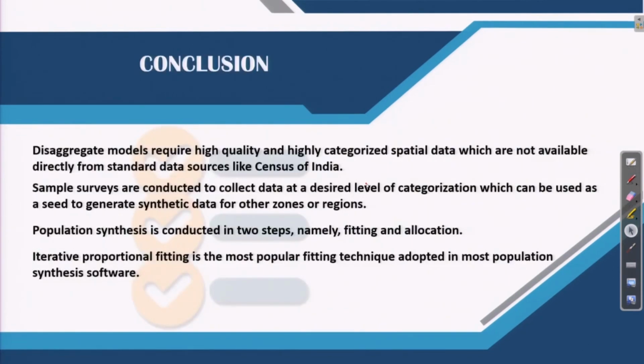To conclude this lecture, we can say disaggregate models require high quality and highly categorized spatial data which are not available directly from standard data sources like Census of India. Sample surveys are conducted to collect data at a desired level of categorization, which can be used as a seed to generate synthetic data for other zones or regions. Then population synthesis is conducted in 2 steps, namely fitting and allocation. Fitting is shown in this particular lecture, allocation will be taken up in the next lecture. And iterative proportional fitting is the most popular fitting technique adopted in most population synthesis software. Thank you.